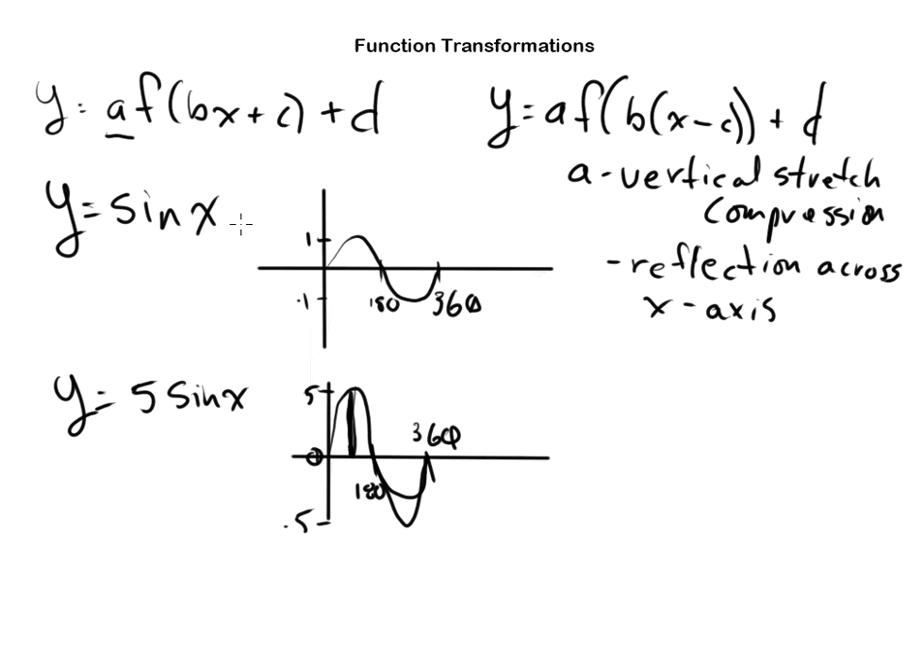If we think about, let's do the d component next. That's the next easiest one. So what d does is d is simply a vertical shift.